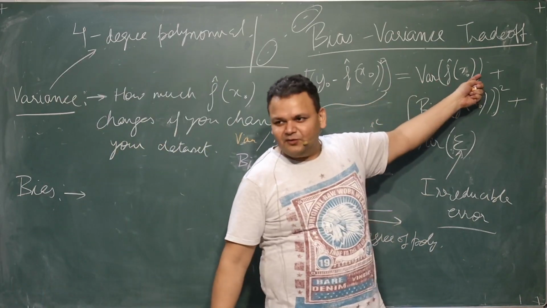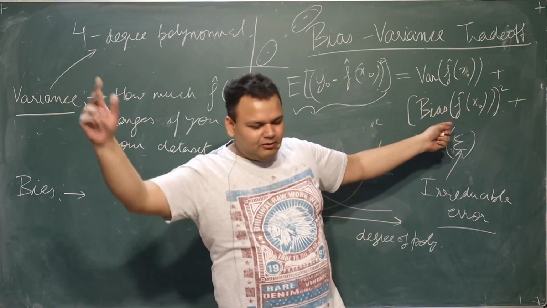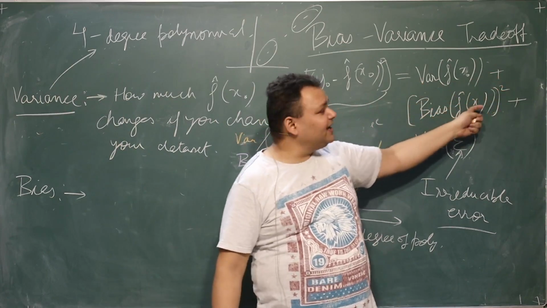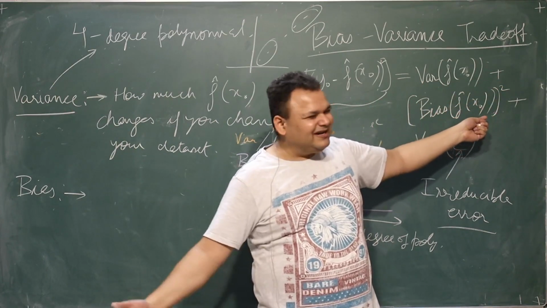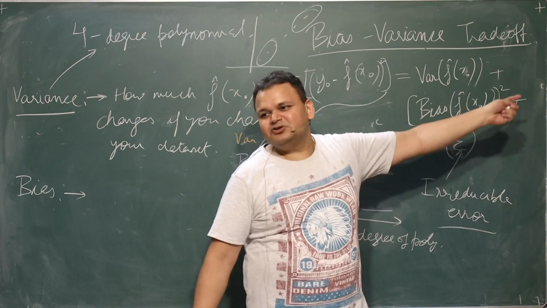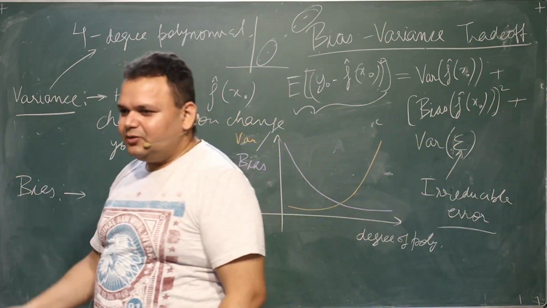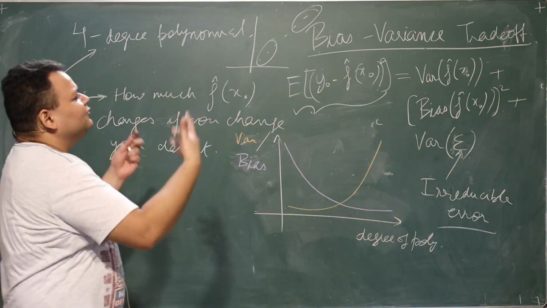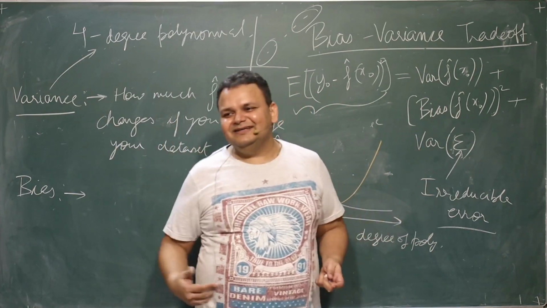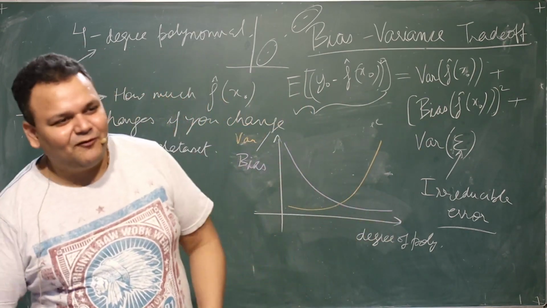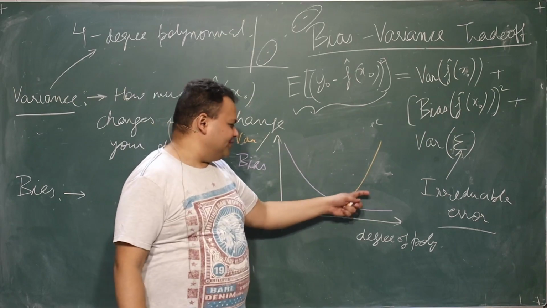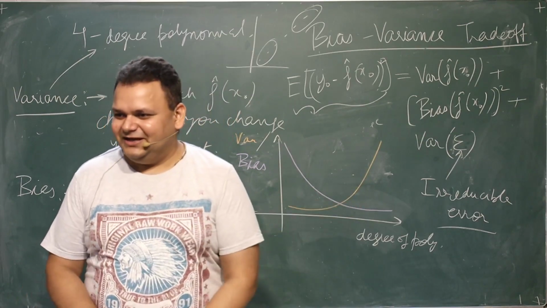Variance is obviously a positive quantity. Maybe you can go and look at the definition; the variance is always a positive quantity. Bias is not necessarily a positive quantity, but when you square it, it becomes positive. So when you are adding two positive quantities and you want to minimize the sum of those two quantities, at which point do you think you will have a minimum?